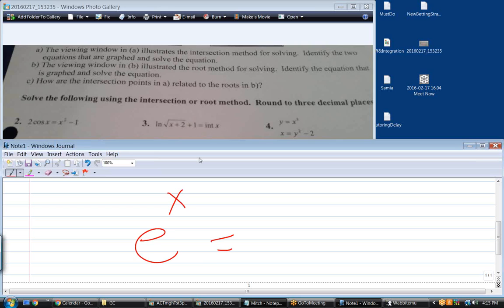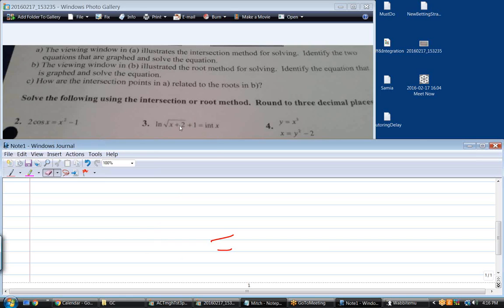And int of x, what does int of x mean? Is it greatest integer? She didn't really explain what that meant. On the Inspire, if you go into the little booklet, you type it in as int of x. Yeah. All right. So well, I'm not really sure what that is.